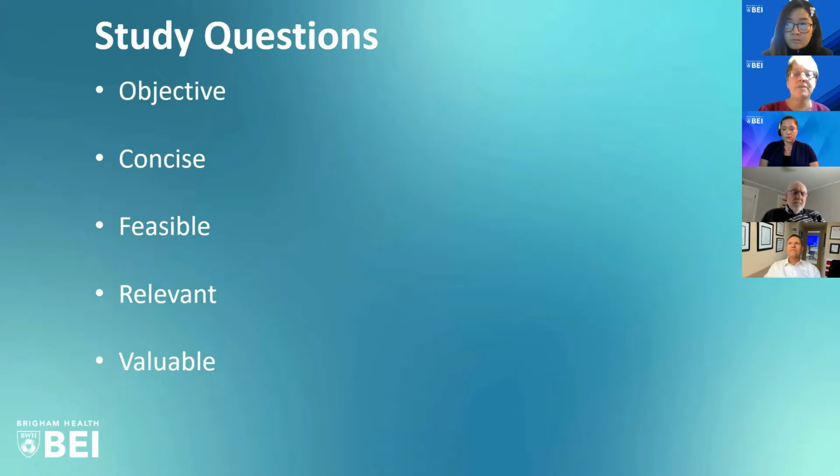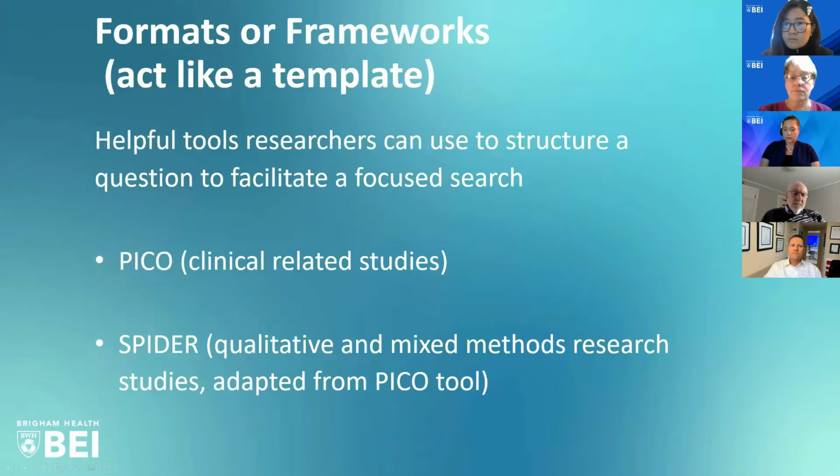So your study question should be very objective. It should be concise, feasible, relevant, and valuable. Next slide. And so in order to help you formulate a good question, there are templates, if you will, or formats. If you're going to do a systematic review, perhaps a PICO question would be good. That's for the clinical research. There's what they call the SPIDER review for qualitative and mixed method studies. It's adapted from the PICO tool. Next slide.